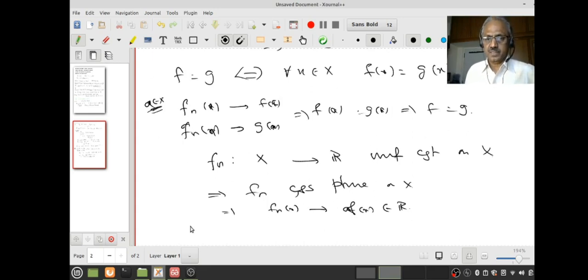So how will I find the limit function now? If I want to say fn converges uniformly on X, I have to find the limit function. The trick is, look at fn of x and show that it converges to some real number, call that real number f of x. Therefore I have a function f from X to R now. What is f of x? It is nothing other than the limit of fn of x. So I got a function. Then next I will show fn converges to f uniformly.